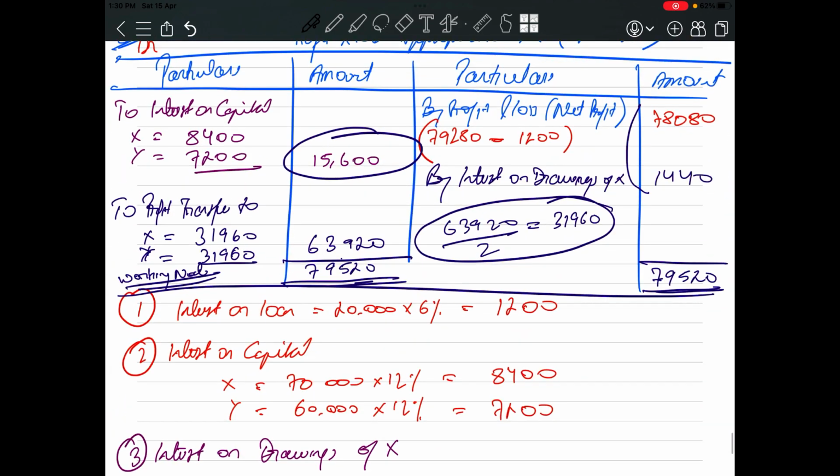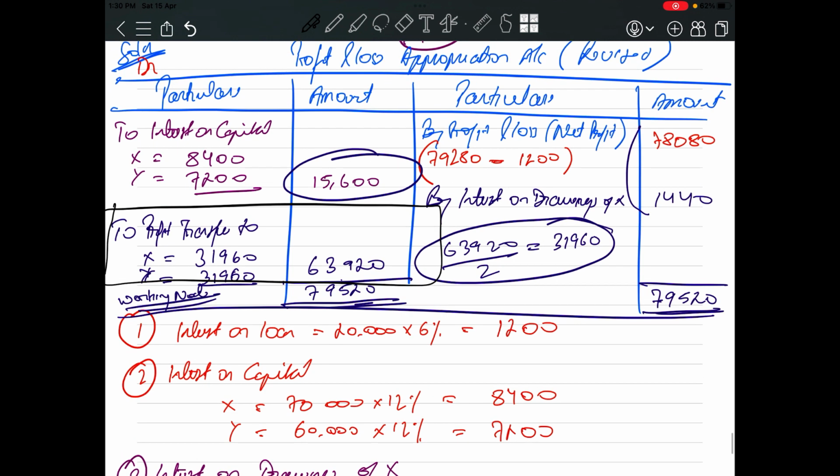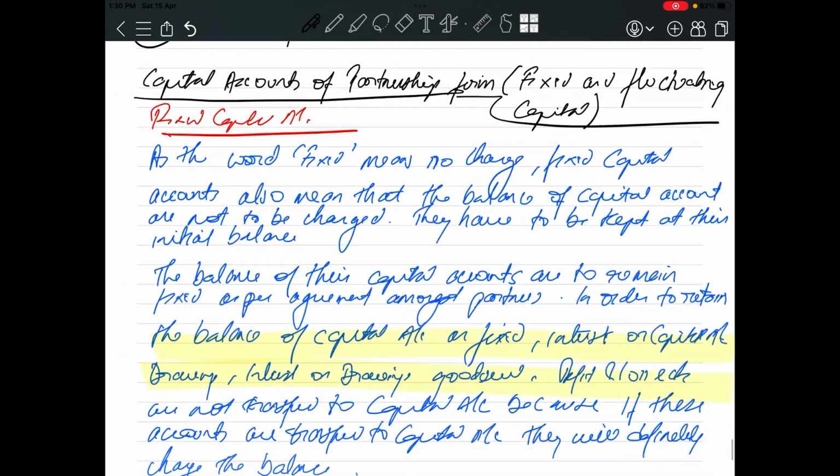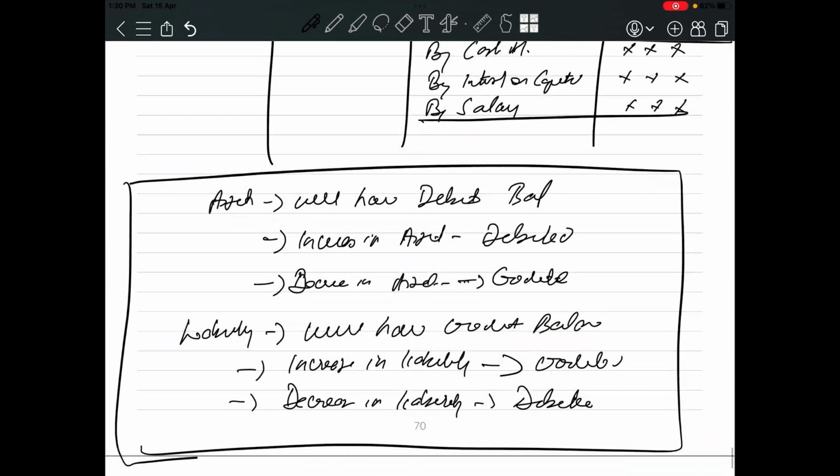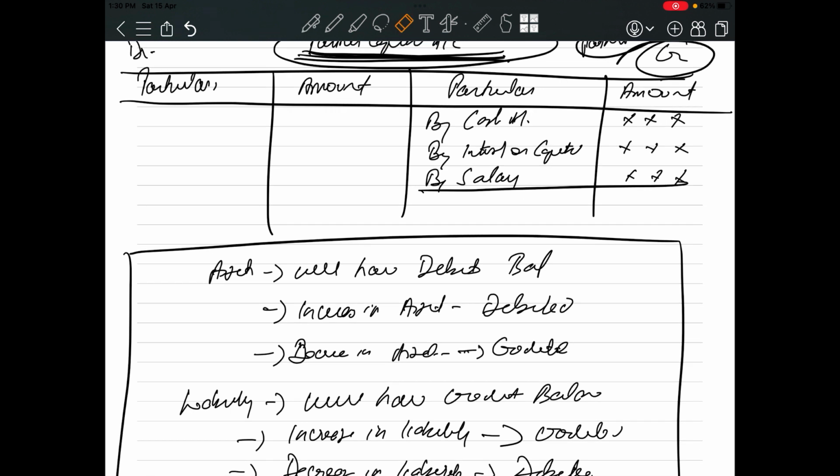Now if they get any profit, see, when we prepare the P&L appropriation account in the previous question, this profit is written in the debit side and it has been transferred to the partner. So if a partner is getting any profit, his capital account will be increased, so we will write the profit at this side. If there is any loss, we will write it in the debit side.